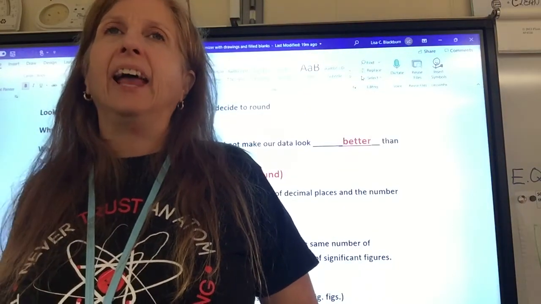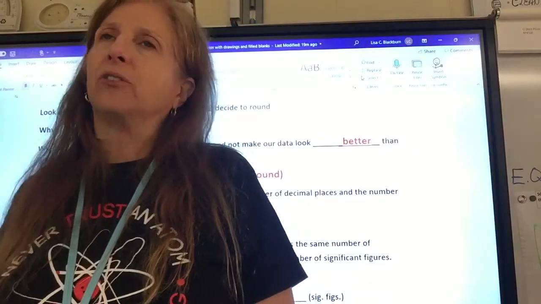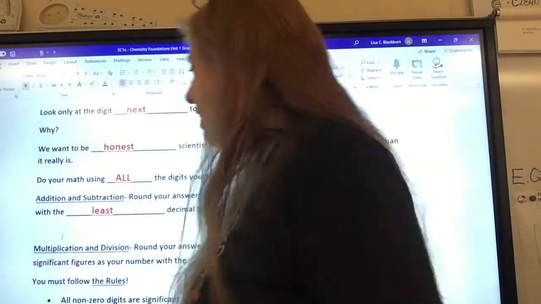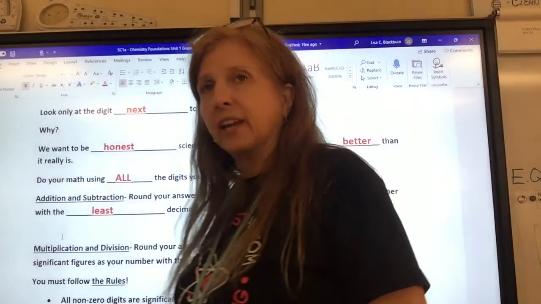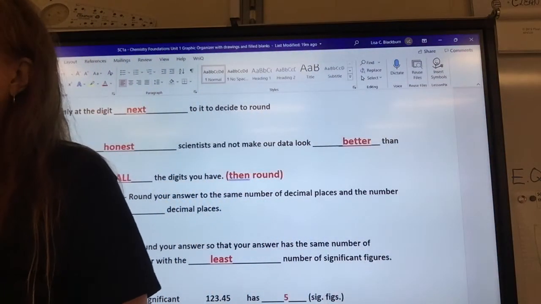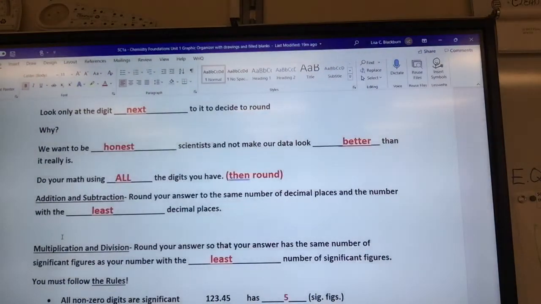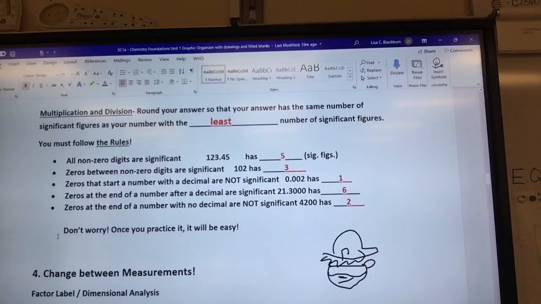Those were just added so that you could do the math. So we only count the numbers that have been measured, okay? So we have to be able to look at a number and tell how many of the numbers were measured, how many of the numbers were significant, okay? It'll make more sense once you do it. I'm seeing some little panicky looks, but it's all right.